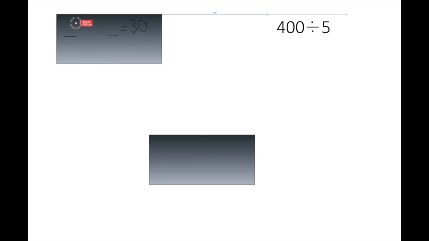Let's look at another one. So our next problem that we have is 400 divided by 5. I want for you to pause this video right now and go ahead and figure out what 400 divided by 5 is. Pause this video.